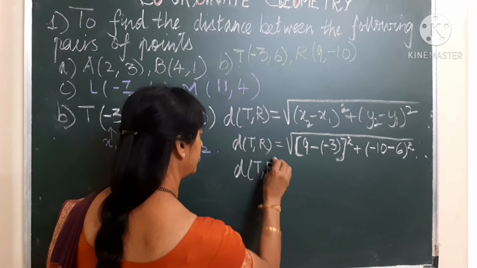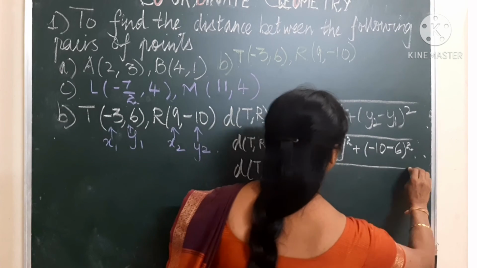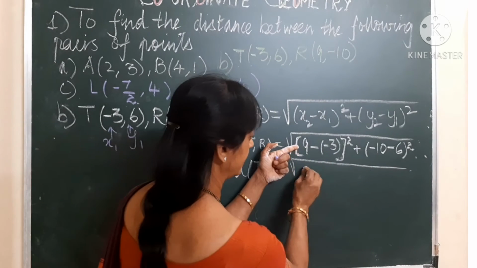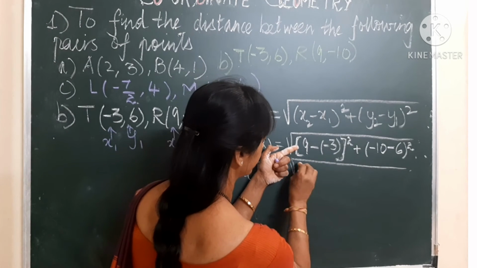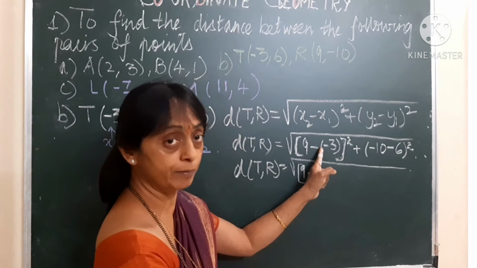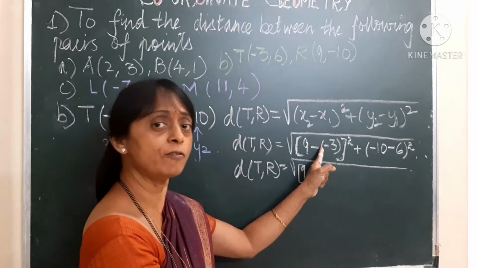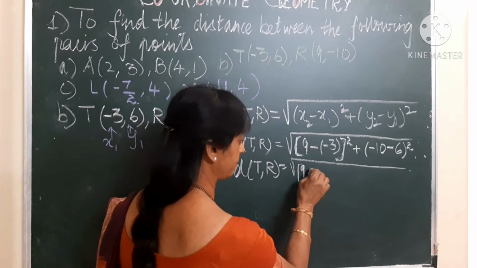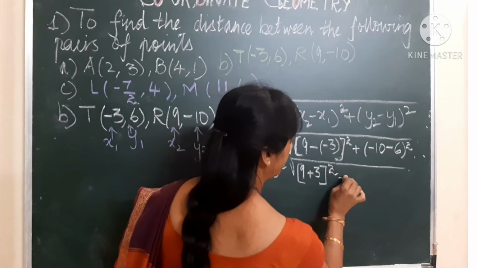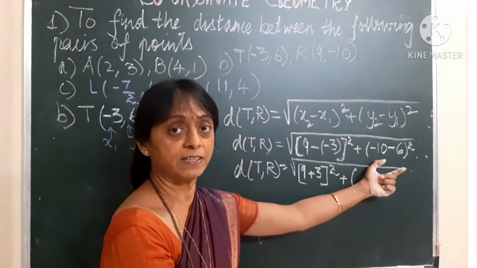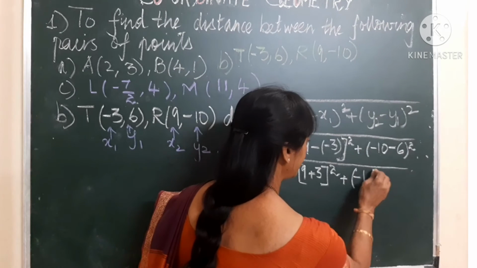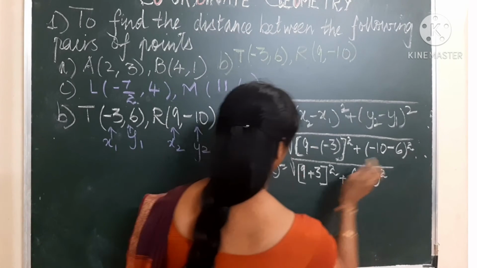The next mathematical step will be to solve. Let's look inside the bracket first. Here we have 9 minus, now minus into minus, bracket when you open performs the operation of multiplication. So minus into minus is plus 9 plus 3 the whole square plus, let's see what we have inside the other bracket. Minus 10 minus 6 gives you minus 16 the whole square.